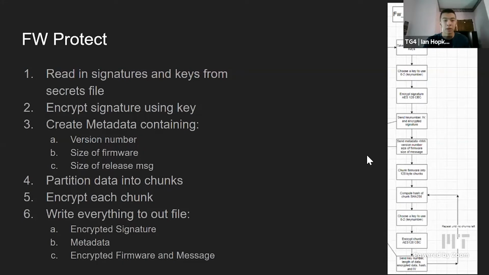And then it would create the metadata, and the metadata contained the version number, the size of the firmware, and the size of the release message. Then it would partition the data into chunks, because we sent out the data in frames, not in just one large thing. And then we would encrypt each chunk using another random key that we got from the secret output.txt file. Then we would write everything to the out file, which was the encrypted signature, the metadata, and the firmware and message.